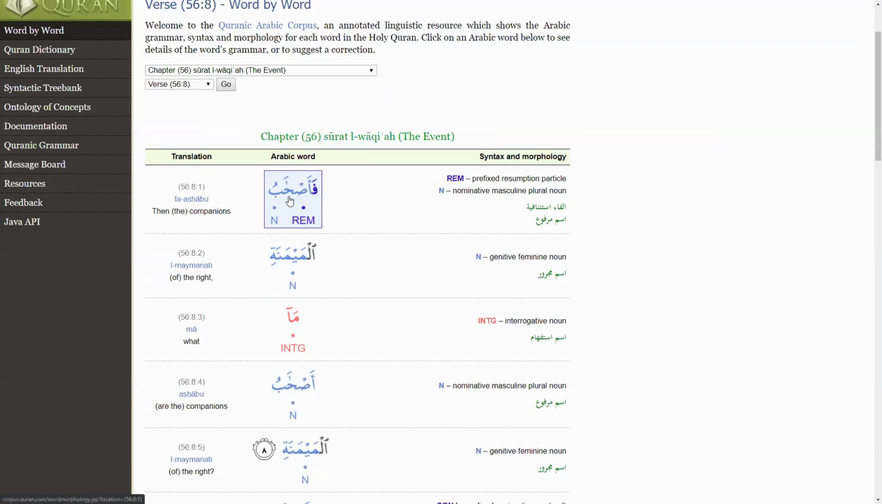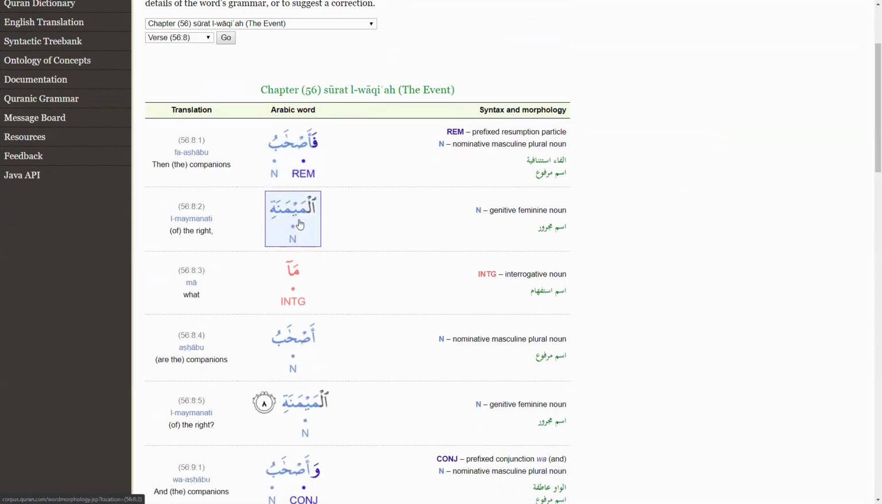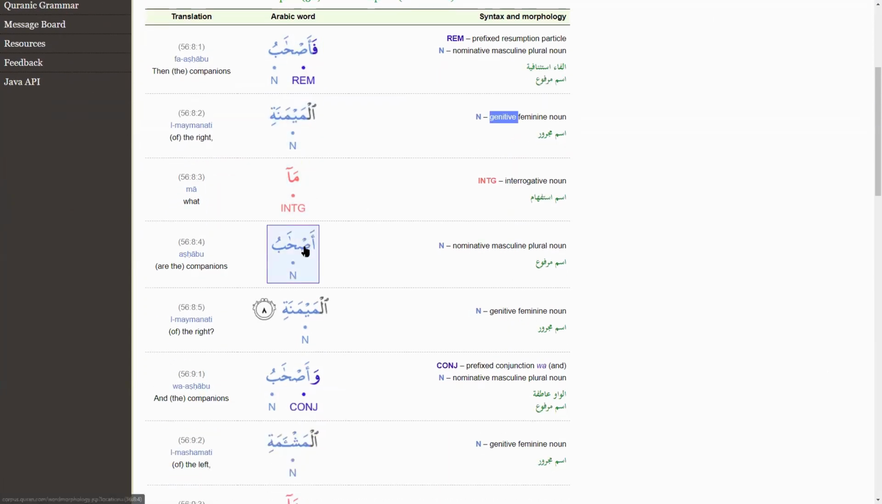Ashab is sahib, the plural is ashab, and maymana, what is maymana? The people of the right hand, because they'll get their records in the right hand. So ashabul maymana is mudaf and mudaf ilayh. Fa is a conjunction, called al-fa al-istinafiya. Ashab is marfu, and mudaf ilayhi is majrur, genitive. Ma ashabul maymana: Allah subhanahu wa ta'ala is asking, what are the companions of the right?